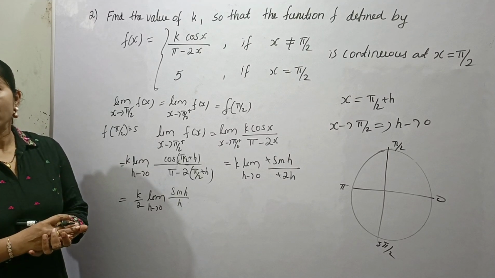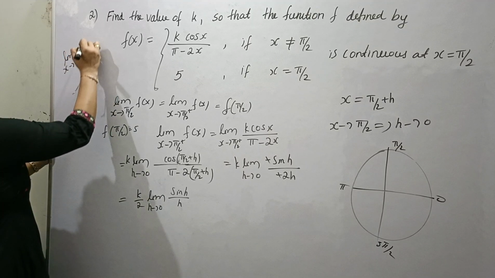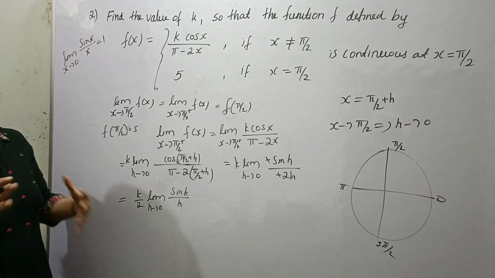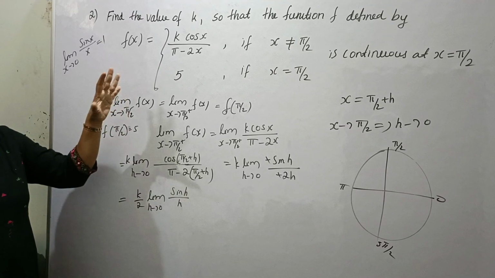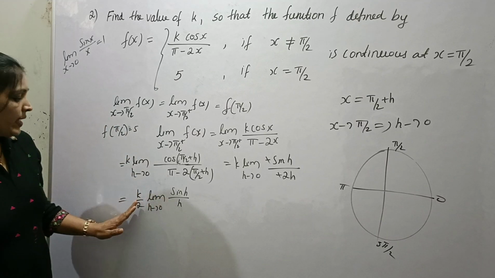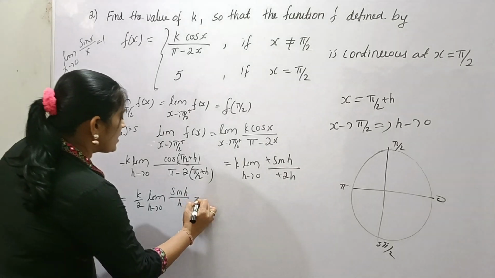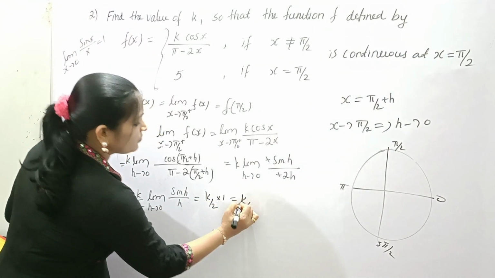That is, we have a standard limit: limit x tends to 0 sin x divided by x is equal to 1. That is why I said, see, you have to study limits very well and come to do these problems, okay, solve these problems, okay. So here k by 2 limit h tends to 0 sin h by h, that is equal to k by 2 into 1, that is k by 2.